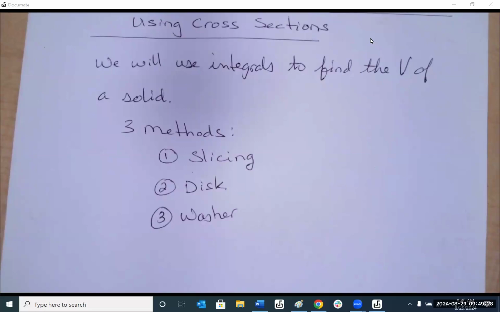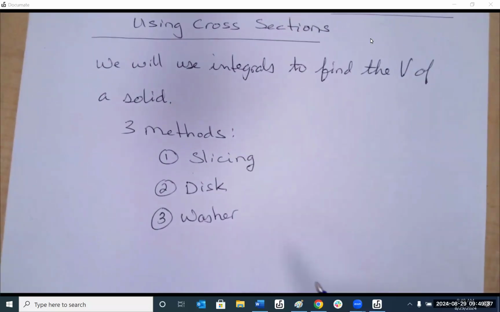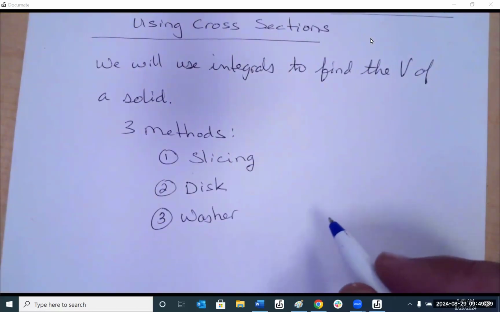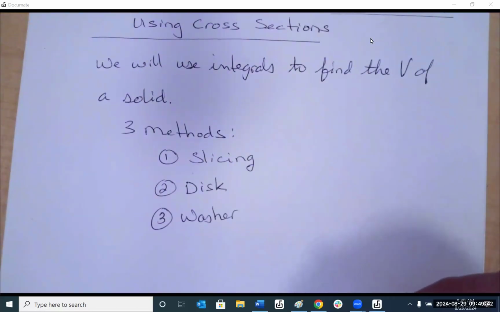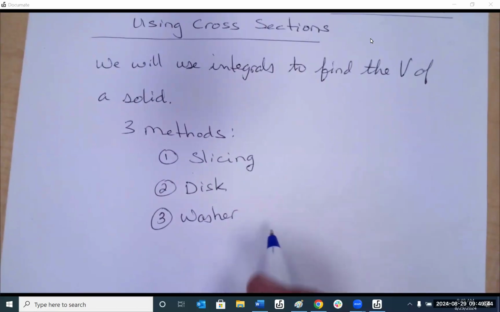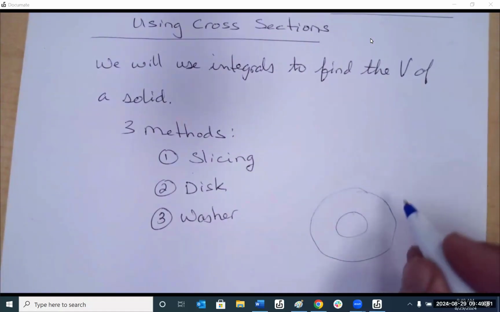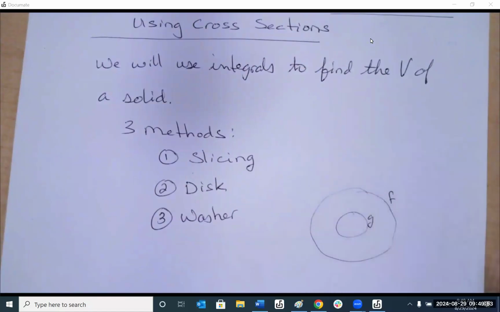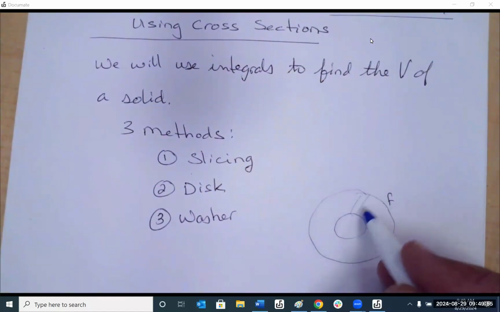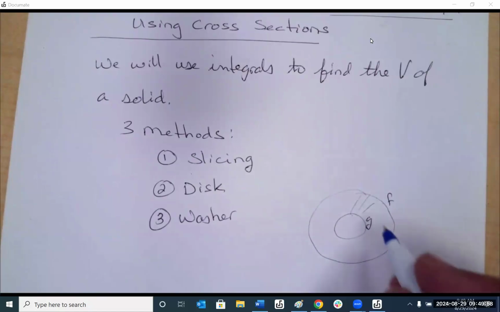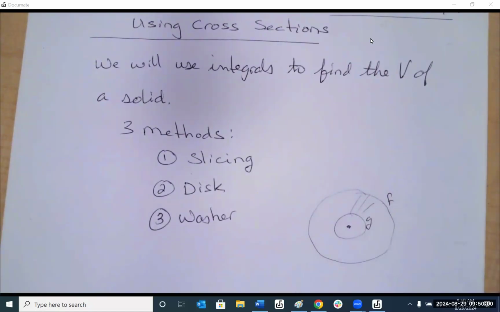So slicing is just that. We're going to take a solid and just chop it through. That's it. The disk method is where we have a single disk rotated about an axis. The washer method is where we can have a hole inside there. We'll have one function and another function, and we want to find the area between those two functions, where the axis is right there in the middle.